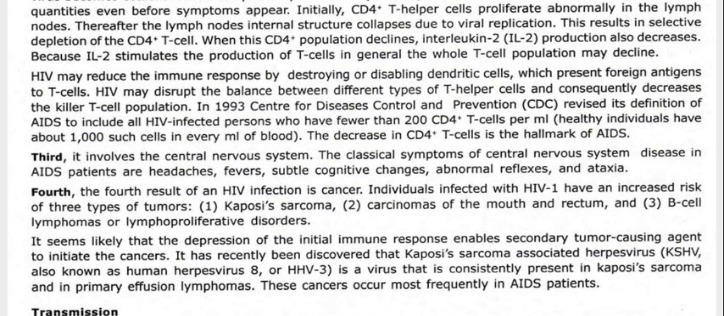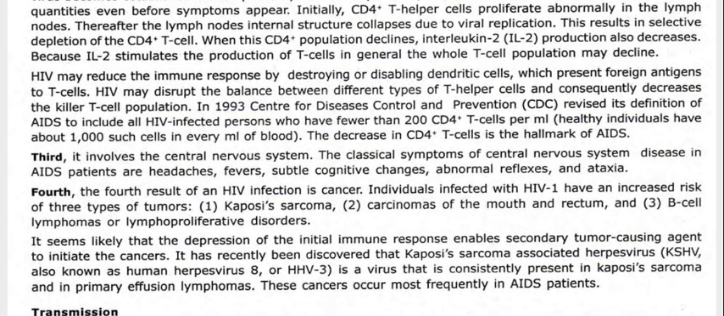Third, it involves the central nervous system. The classical symptoms of central nervous system disease in AIDS patients are headaches, fever, subtle cognitive changes, abnormal reflexes, and ataxia. The fourth result of HIV infection is cancer. Individuals infected with HIV-1 have an increased risk of three types of tumors: Kaposi sarcoma, carcinomas of the mouth and rectum, and B-cell lymphomas or lymphoproliferative disorders.